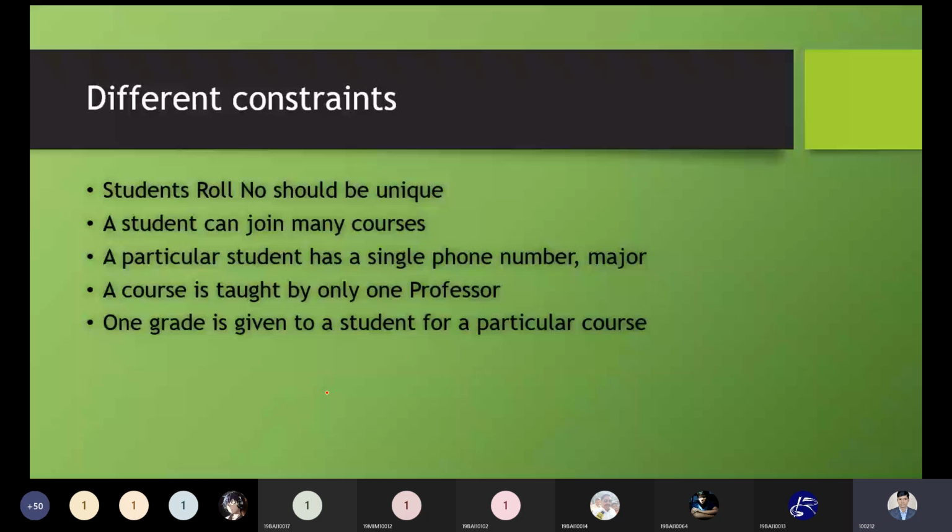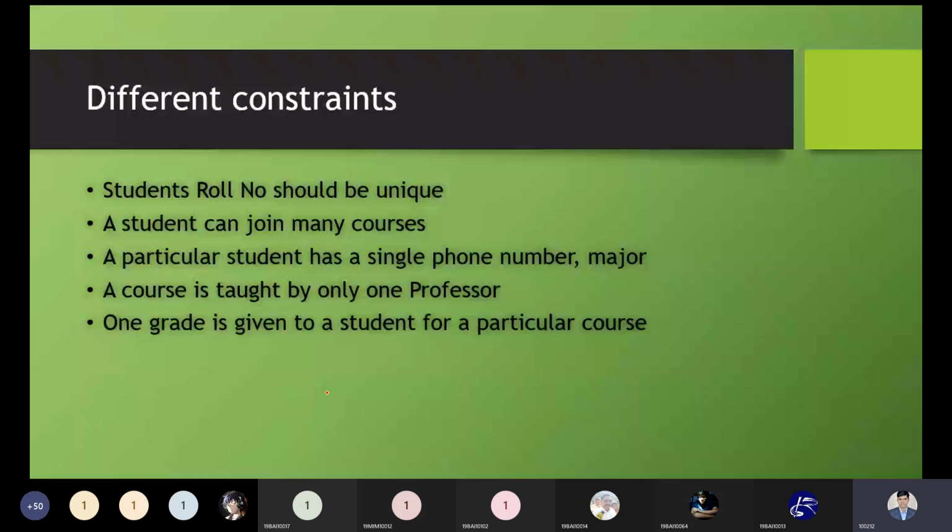A course is taught by only one professor. This is the point we need to keep in mind. So one faculty will have one course. A student is associated with only one faculty at that time for such a course, and one grade is given to the student for the particular course. So in such a course, what grade he or she got. So different constraints we need to keep in mind, and these constraints can be varied according to your requirement.